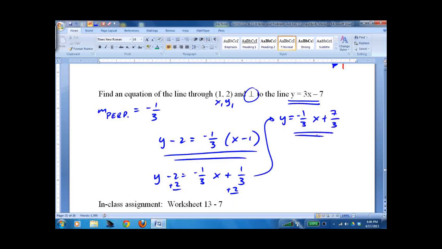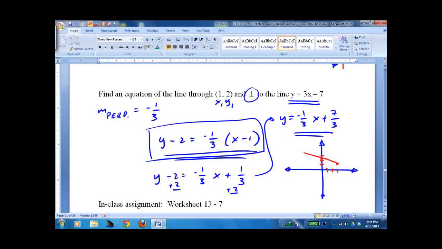Okay, fine, that's right too, but you really didn't need to do that. I didn't ask you to. I just said, find an equation. This is an equation. Well, we can graph it just to see if it makes sense. 1, 2, 3, hits about here. Down 1 over 3, about here. So, whatever. Does it go through 1, 2? Yeah, it looks like it.